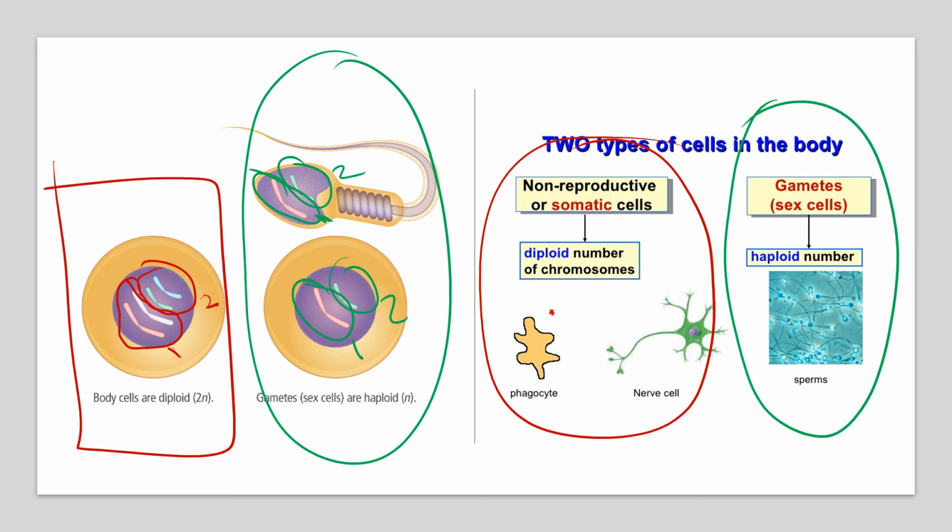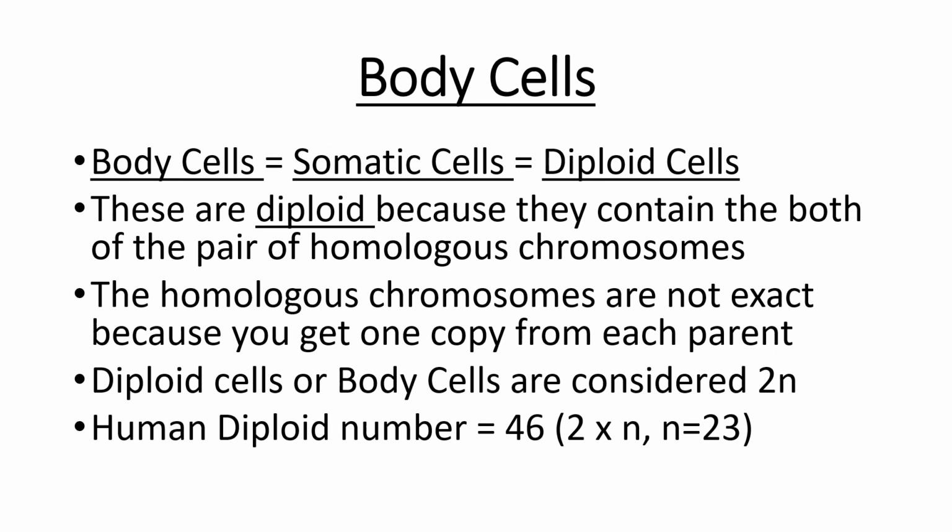So they have to double their chromosome number. So in males, there's going to be sperm. In females, they're going to be eggs. So body cells. Let's go over our vocabulary here.